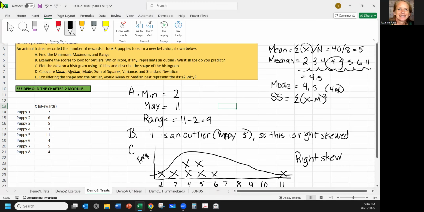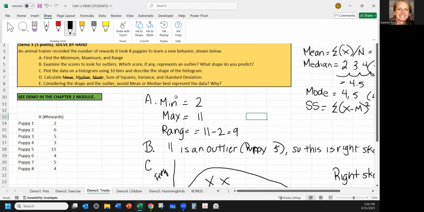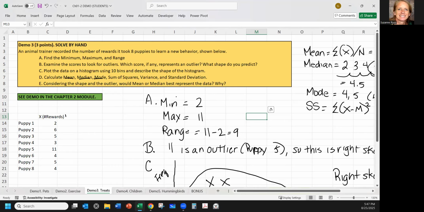Here, I'll zoom in just a little bit so you can see a little better depending on your screen. We call that the deviation, or we can write it x minus m. X just means each individual score. So 2 minus, and the mean was 5, equals -3. 6 minus 5 equals 1. 5 minus 5 is 0. 3 minus 5 is -2. 11 minus 5 is 6.